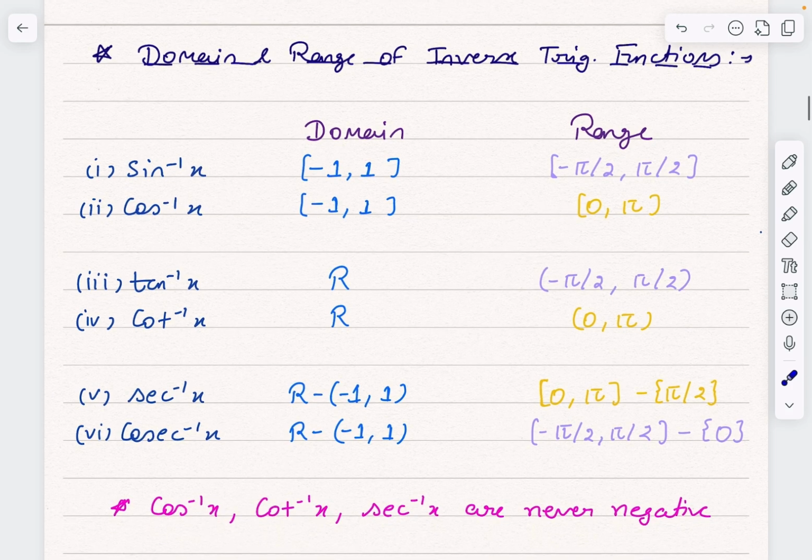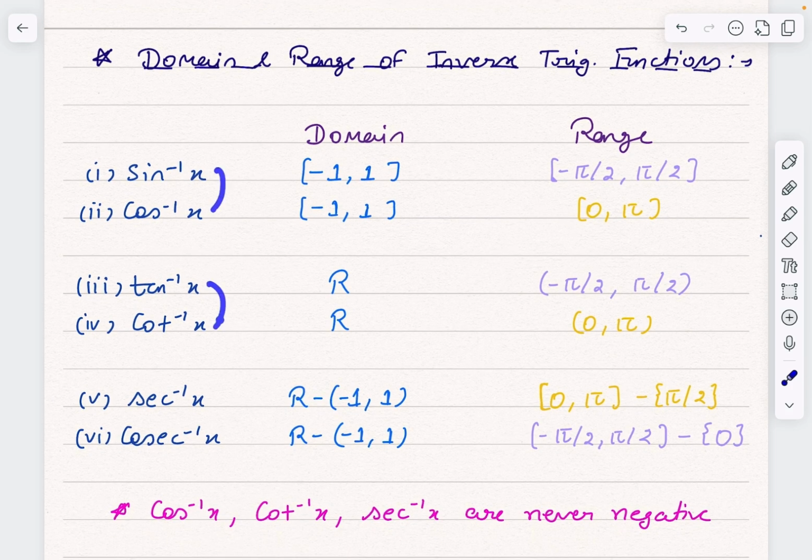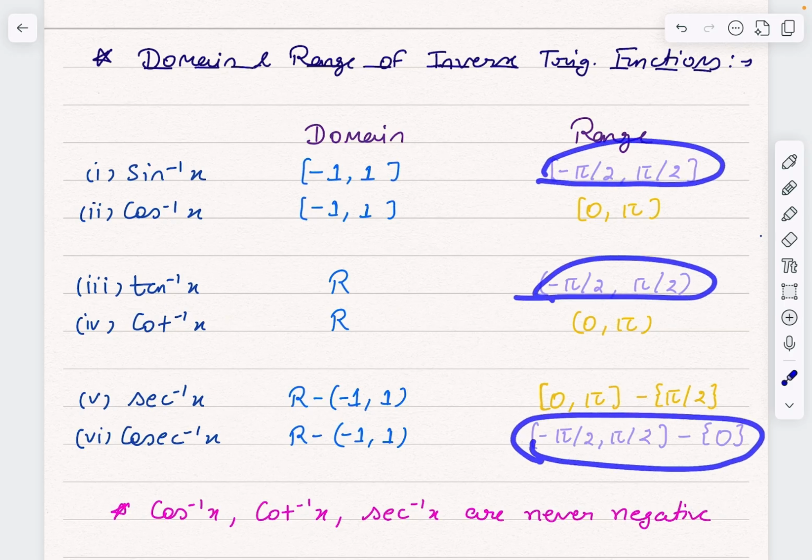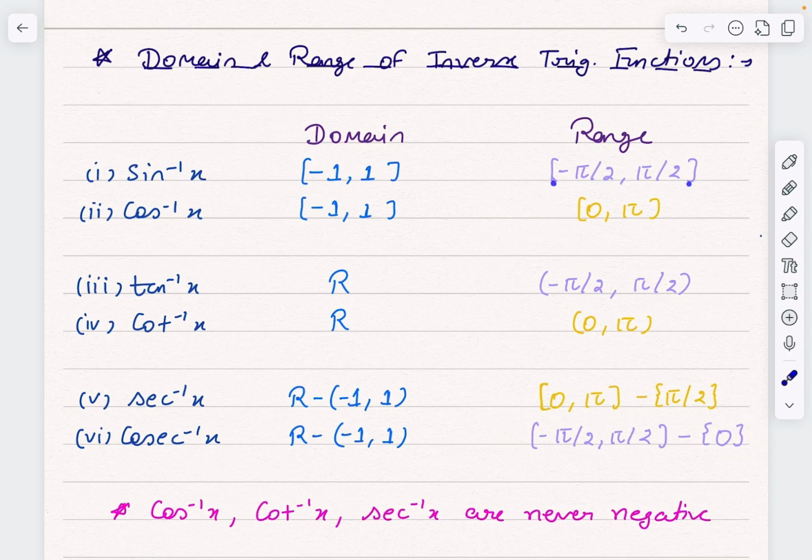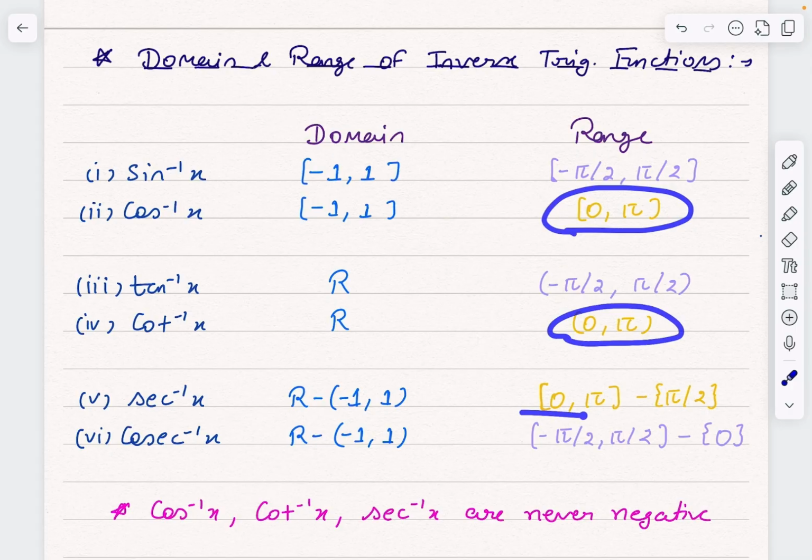What you will notice here is, see, sine inverse and cos inverse, tan inverse and cot inverse, secant inverse and cosecant inverse have the same domain. These pairs have the same domain. For range, you will see that sine inverse x, tan inverse x, cosecant inverse x, their range is almost similar with small changes. Sine inverse x is both closed, tan inverse x is both open, cosecant inverse x both closed but except 0. Same way cos inverse, cot inverse, secant inverse, their range is almost the same with small differences here also.